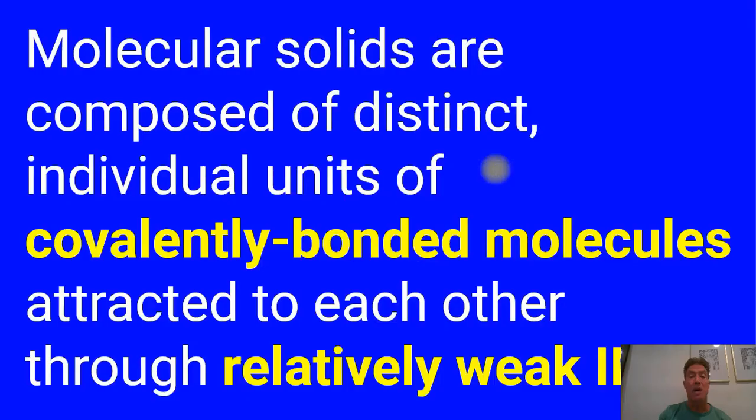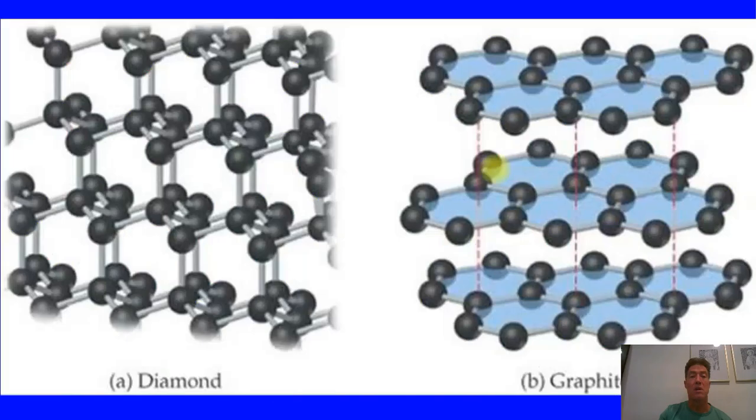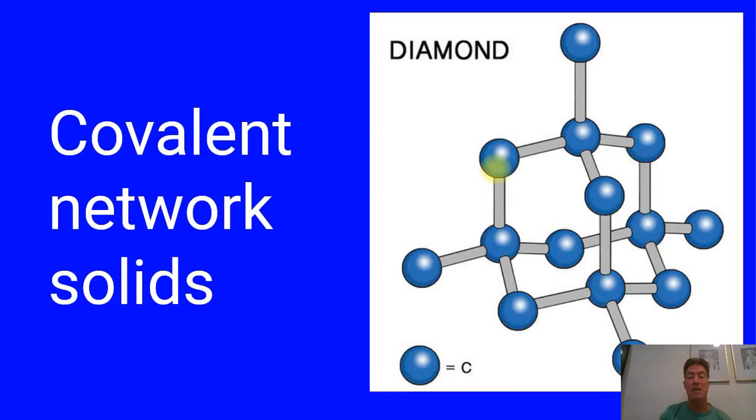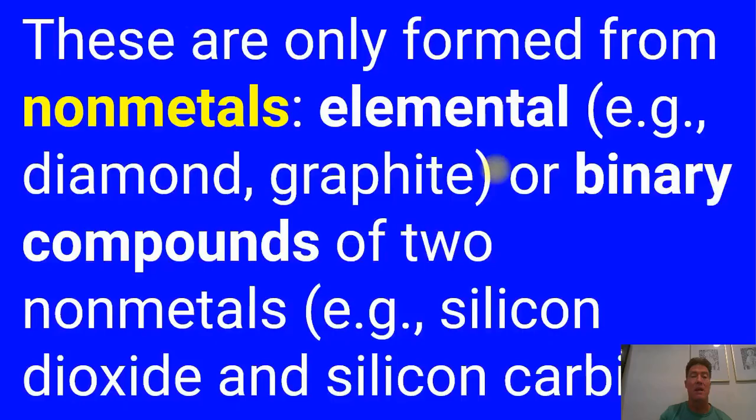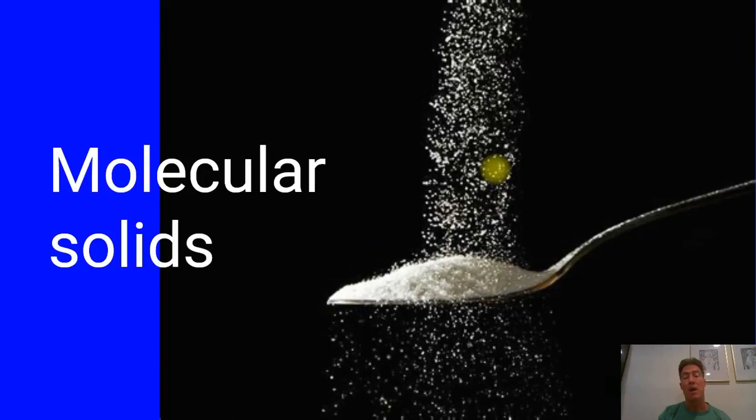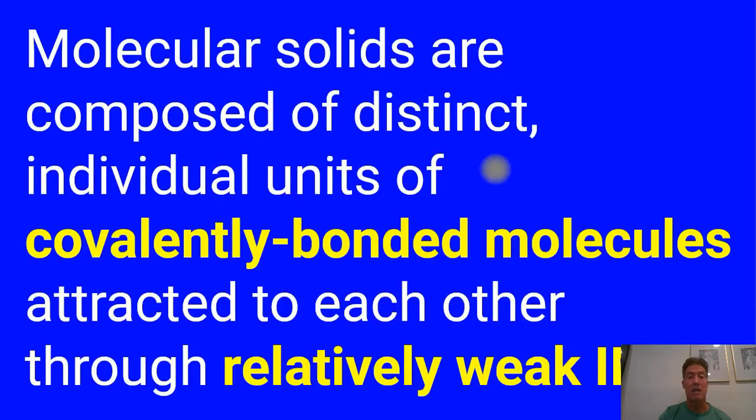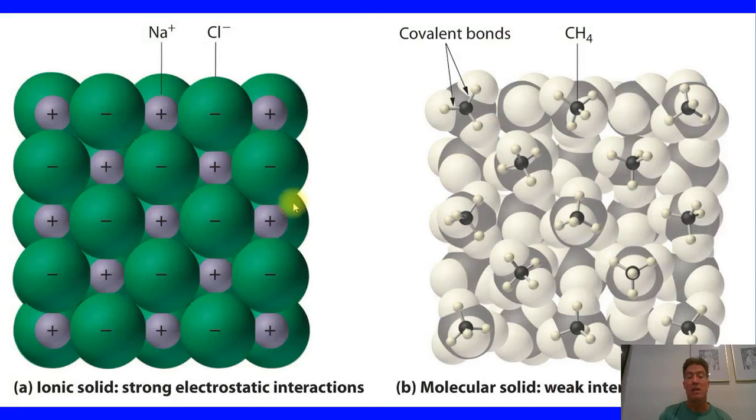Remember, this network solid is this very particular kind of covalent solid. Most molecular solids are made up of covalently bonded molecules, single units that are attracted to each other through relatively weak intermolecular forces. And because of that, they are not going to be as rigid, they're not going to have as high melting points and boiling points.